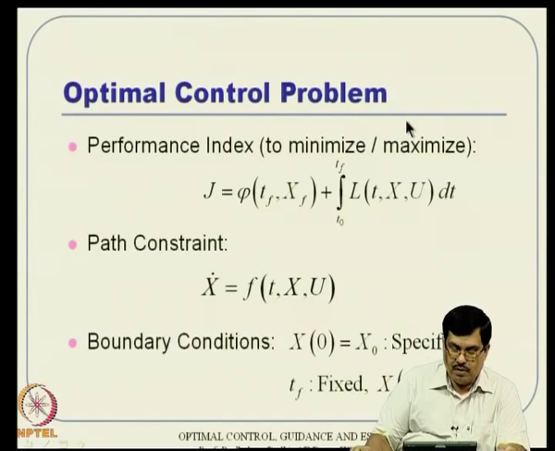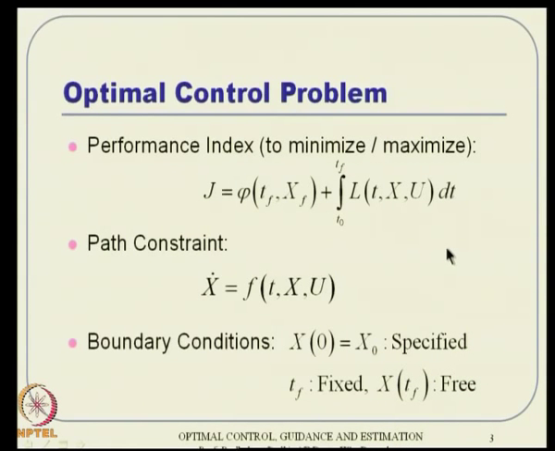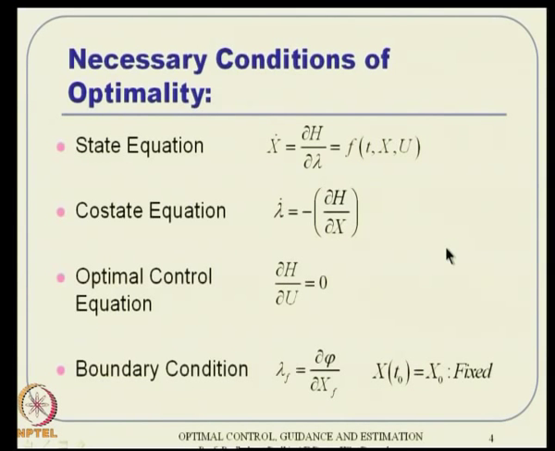So, this is the generic optimal control problem that we are interested in: optimizing, that is minimizing or maximizing, a certain performance index of this form. Along with the performance index we have the associated path constraints as well as boundary conditions. The necessary conditions of optimality that we derived in the previous lecture turn out to be like this.